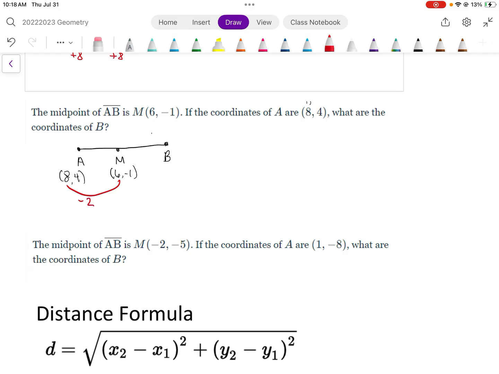Okay. This jump is -2. Those are 2 apart, and we're going in the negative direction. So if this is in the middle, then these should also be 2 apart. Same distance on both sides. So 6 minus 2 is 4. And then you do the same thing for the y values. I'm going from 4 to -1. That's going down 5, so I want to go down another 5. It's like you're counting. -1 minus 5 is -6.